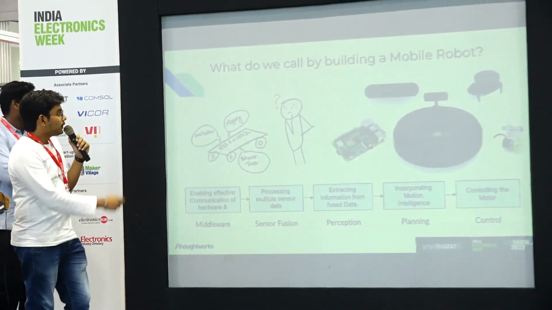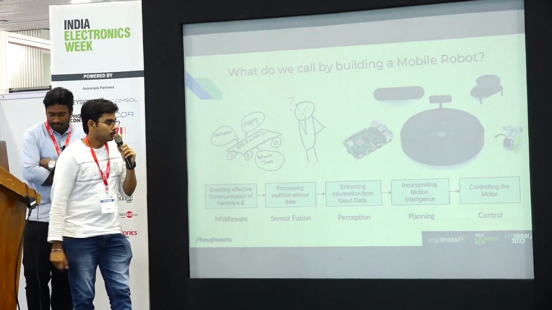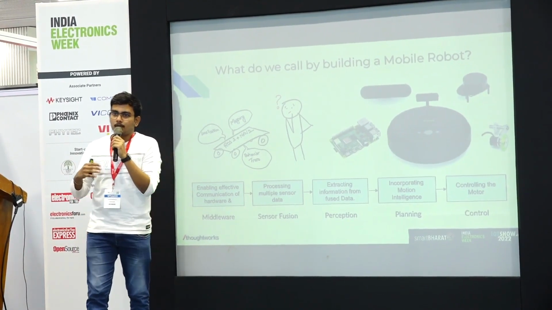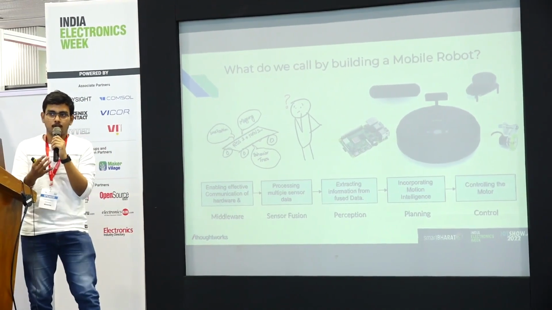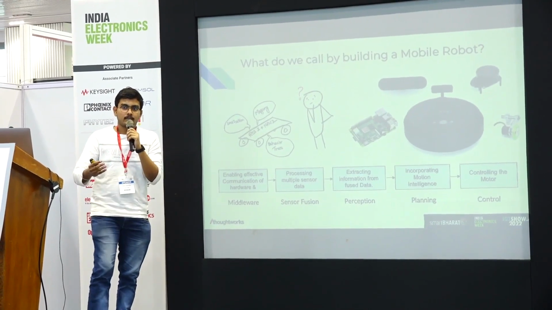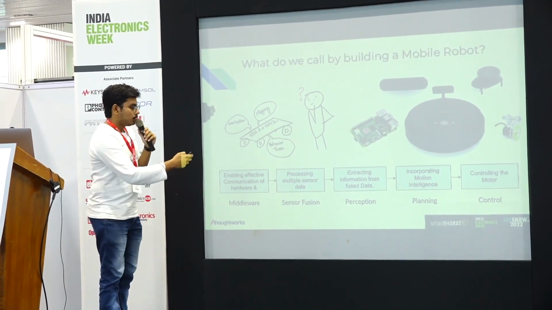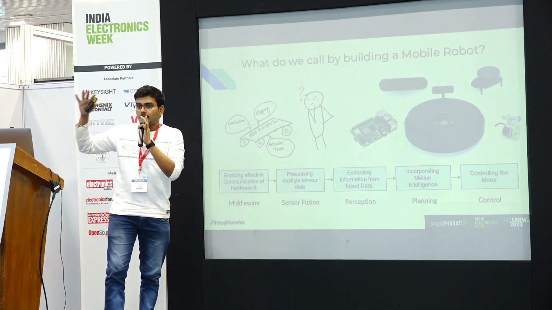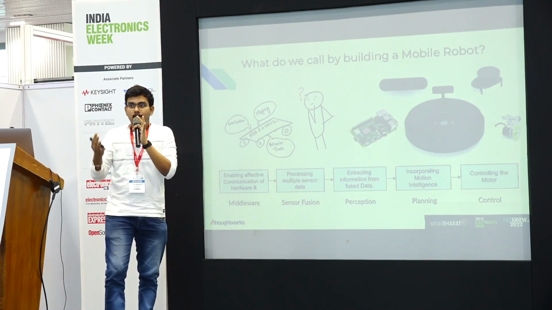So what do we mean by building a mobile robot? As you can see here, we need some kind of hardware. A mobile robot is hardware that moves autonomously. So we need some processing power, and we need sensors. All these sensors are incorporated into a particular enclosure, and that becomes a robot.